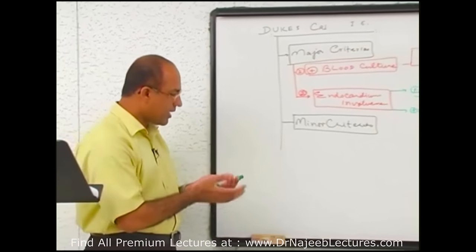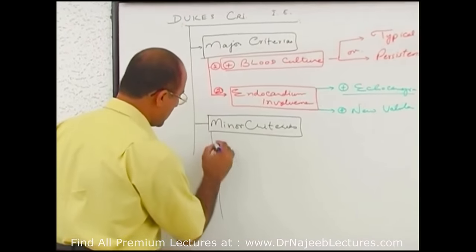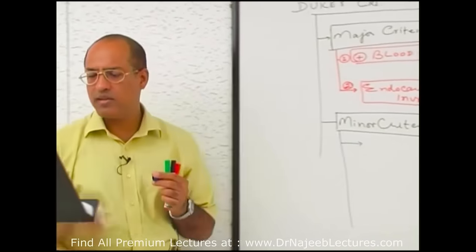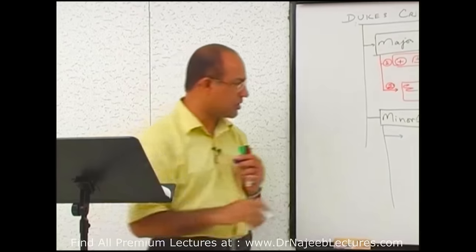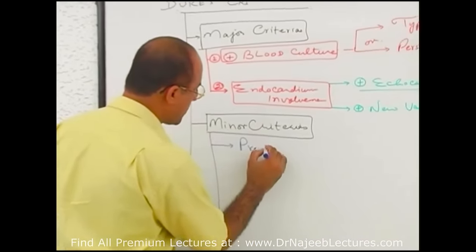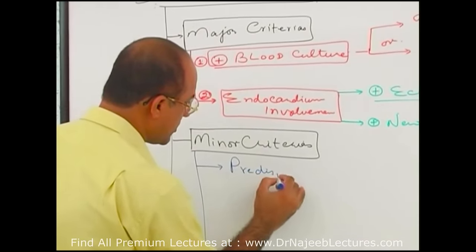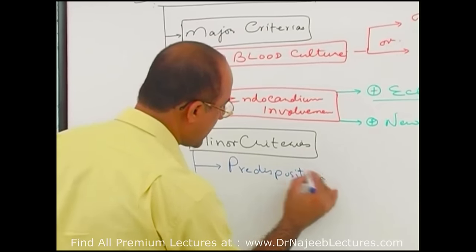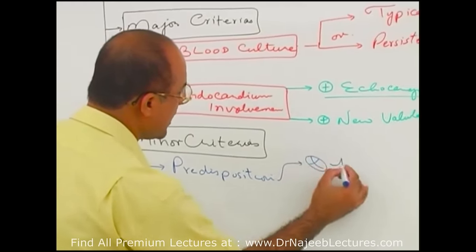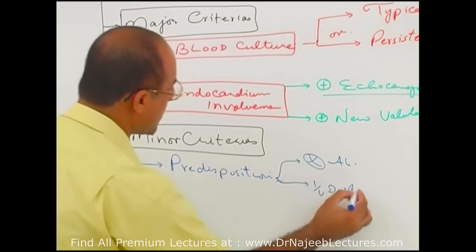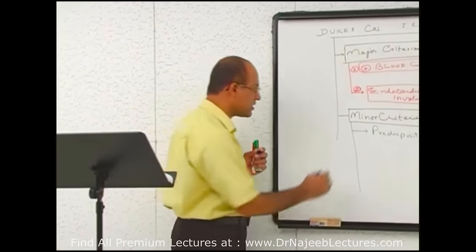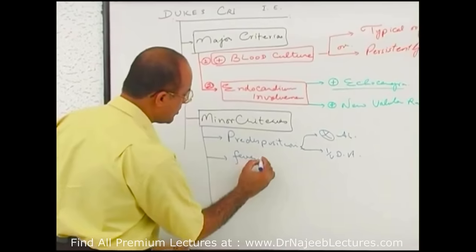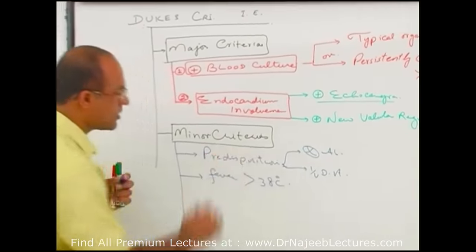Is that right? Now, for diagnosis, the minor criteria. Number one is that the person has a heart which is predisposed, or the person is an IV drug abuser. I mean, there is some predisposition for infective endocarditis. There may be a cardiac abnormality, or the person may be an IV drug abuser. This is one minor criterion. The second minor criterion is fever more than 38 centigrade.